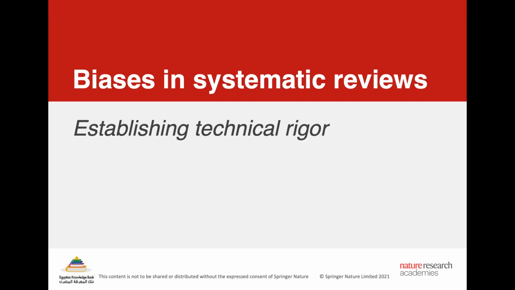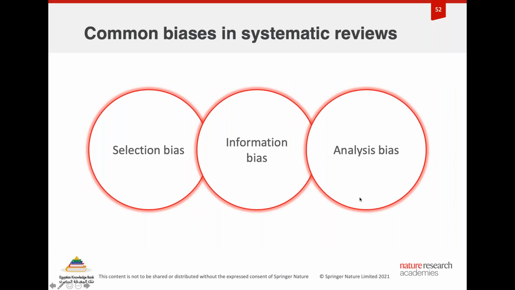So now, we talked about biases in the studies you're evaluating. Let's now talk about the biases in your study, the systematic review itself. You need to have strong technical rigor. So what types of biases can affect a systematic review? Well, one, selection bias, what studies you're going to be choosing. Two, information bias. And three, an analysis bias. Selection bias will be one of the most predominant ones, and that's the one we're going to be focusing on now.